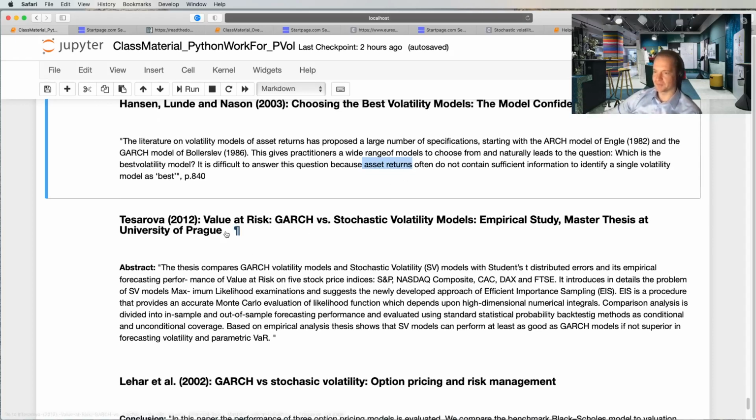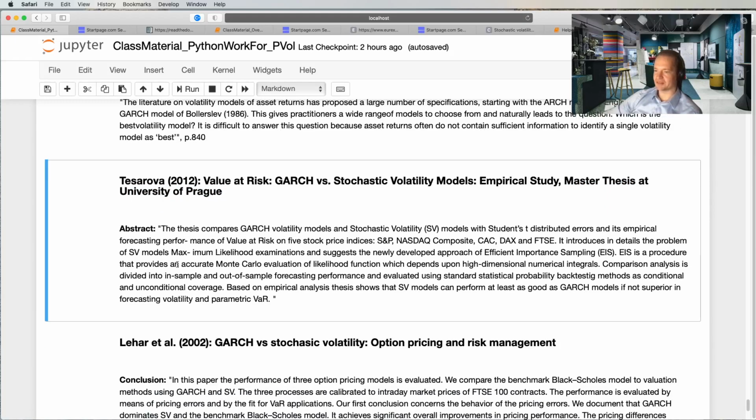The problem. So value at risk was the paper called GARCH versus SVM empirical study. It was a master thesis. I hope he did good work, or she. I just quickly looked. I thought the abstract is useful for you. The thesis compares GARCH vol models and stochastic vol models with a student T distributed error. Okay, so he doesn't take a Gauss shock, he takes a student T shock. Okay. And it's empirical forecasting performance of value at risk.